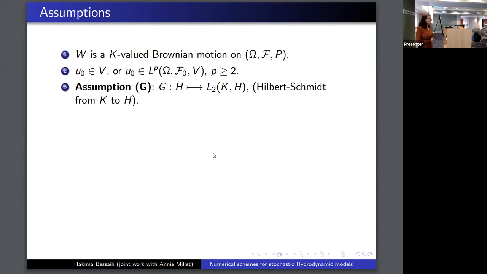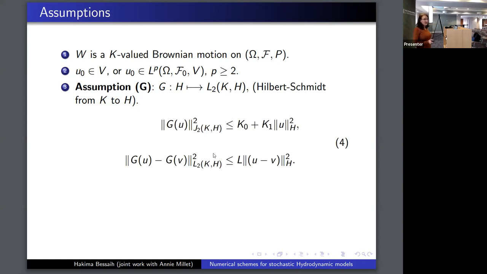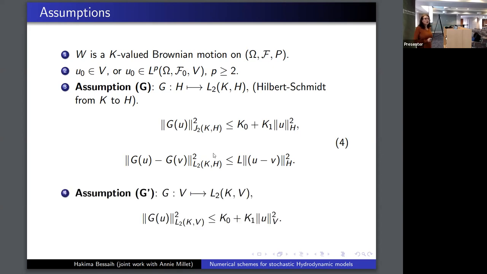The assumption on the operator G, we take it to be Hilbert-Schmidt, from K to H, with linear growth and Lipschitz. I mean, the typical. And we take slightly stronger conditions. If you apply the operator A^{1/2} to G, we have Hilbert-Schmidt from K into H1. Same thing. So these are also very classical conditions to have existence and uniqueness of solutions with nice estimates.